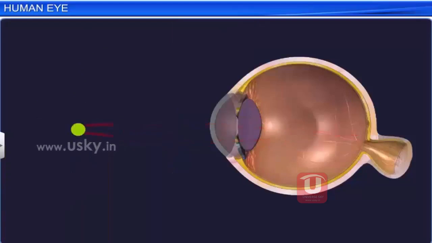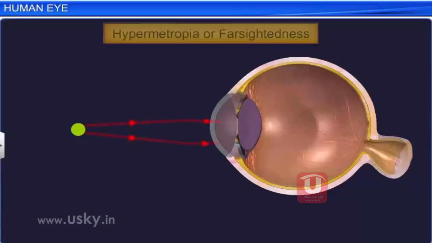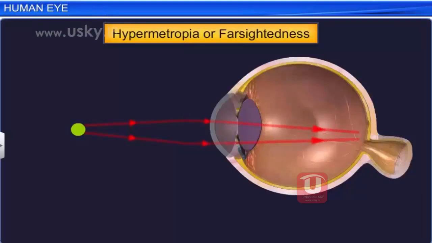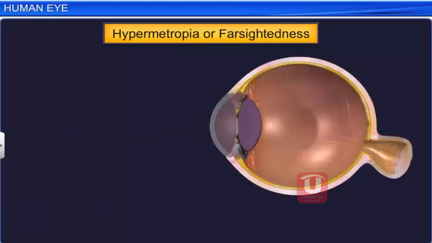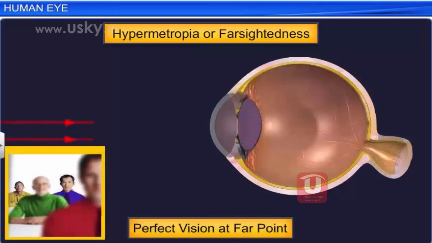A person suffering from hypermetropia will have normal vision when looking at objects at the far point. But the objects that are close to the eye are focused behind the retina, and as a result, vision is blurred. The defect caused by hypermetropia can be rectified by using a convex lens of appropriate focal length.